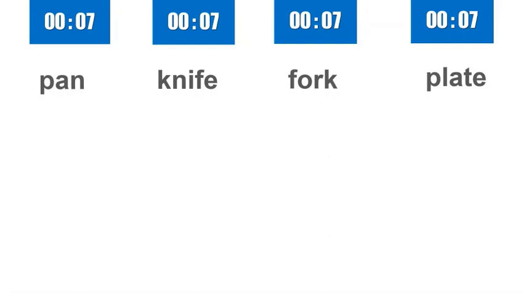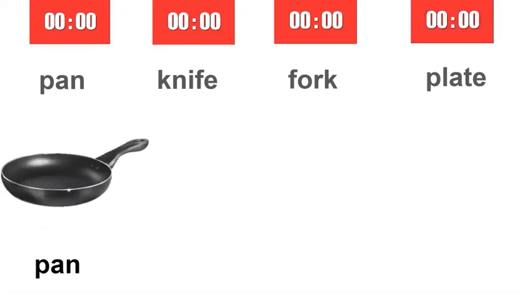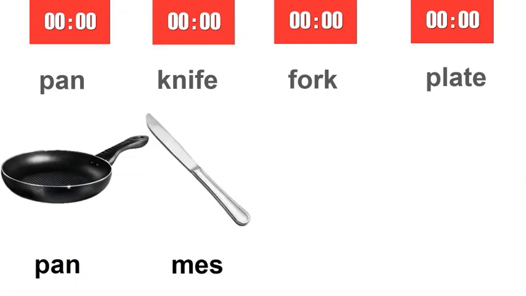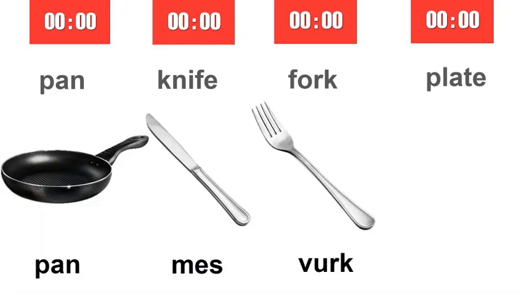What is a pan in Afrikaans? What is a knife in Afrikaans? What is a fork in Afrikaans? What is a plate in Afrikaans? Let's see your answers. Pan is a pan, knife is a mes, fork is a vork, and plate is a bord.